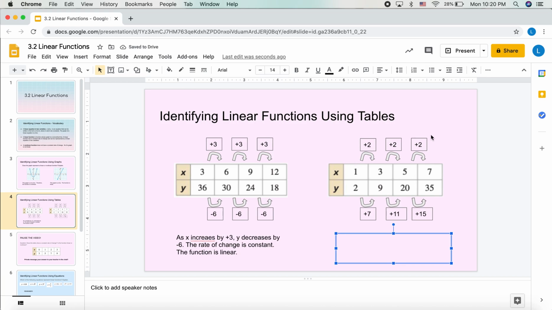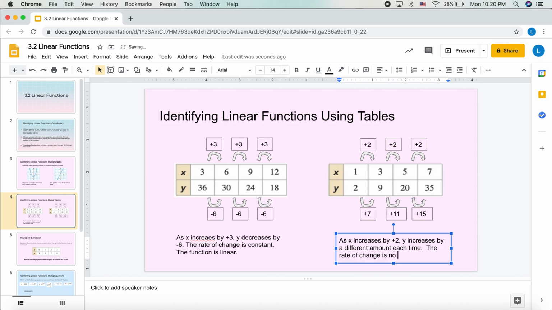So even though the x values are changing by the same amount, the y values are not. So as x increases by plus 2, y increases by a different amount each time. So the rate of change is not constant. So the function is non-linear. So when we do not have a constant rate of change, that means that our function is non-linear.